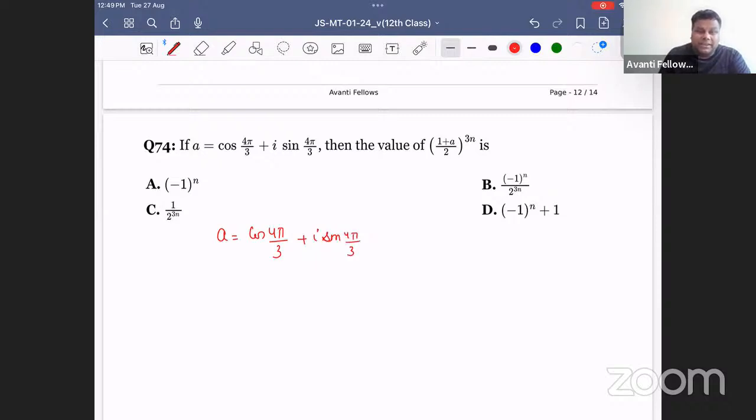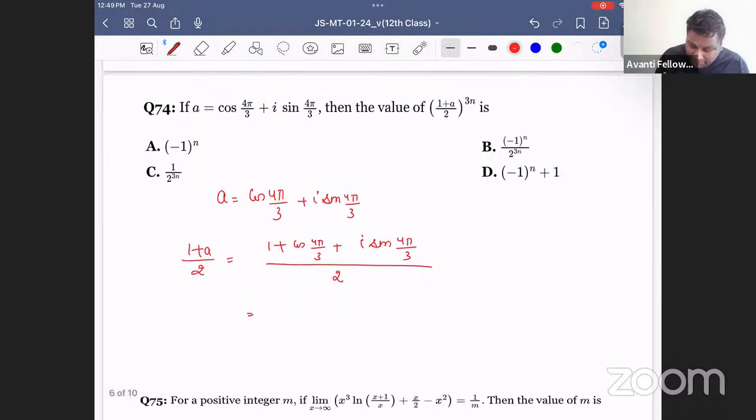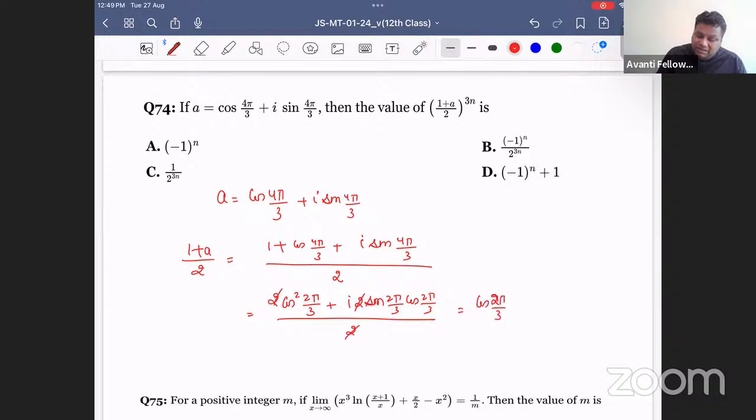Now if I simplify it, (1 plus a) by 2, that is 1 plus cos 4 pi by 3 plus iota sine 4 pi by 3, whole divided by 2. This 1 plus cos theta can be written as 2 cos square 2 pi by 3 plus iota 2 sine 2 pi by 3 cos 2 pi by 3, upon 2. These 2 cancel. So it is cos 2 pi by 3 into e to the power iota 2 pi by 3.